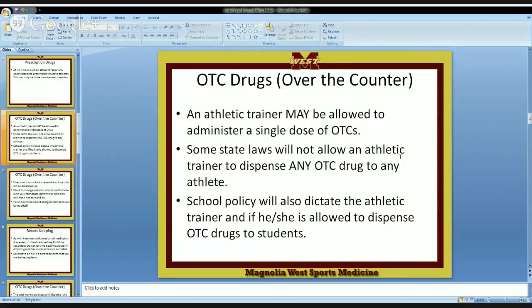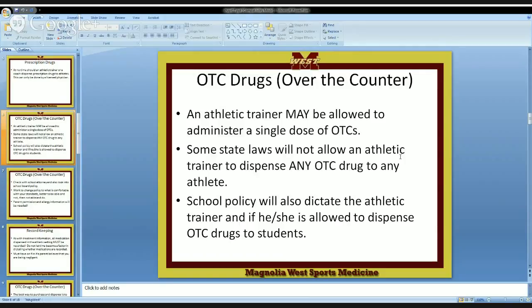Okay? All right. OTC, over the counter. Anybody know any OTCs? Benadryl is one. Tylenol is another. Advil. Yes, are they up there? Oh, okay. All right, so an athletic trainer may be allowed to administer a single dose of OTC.